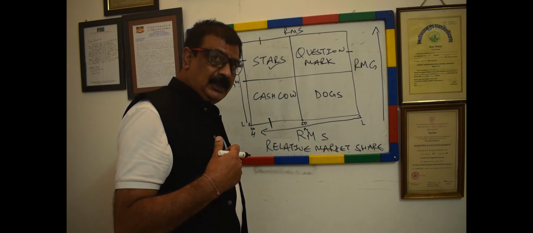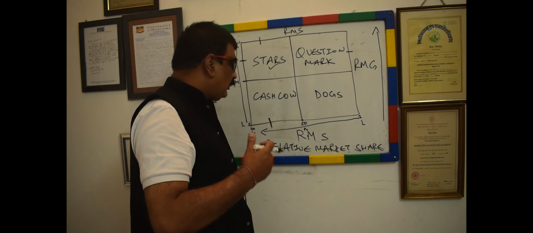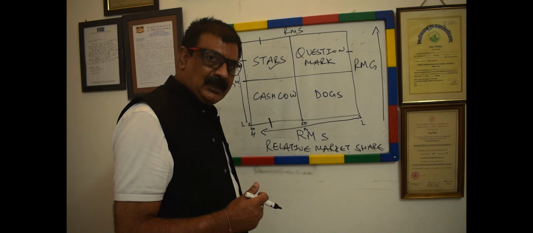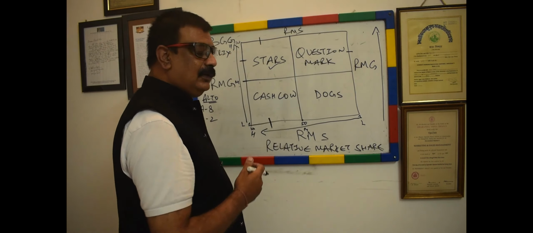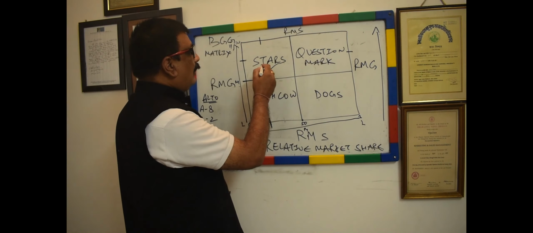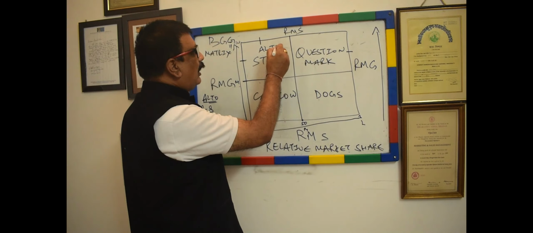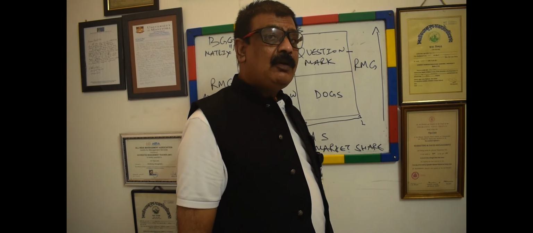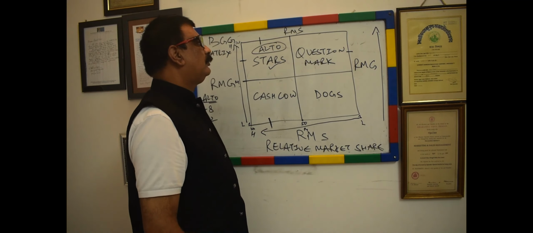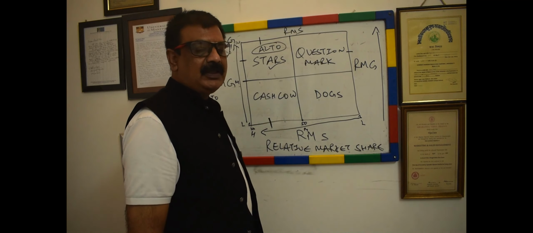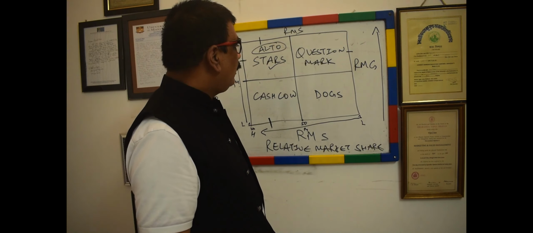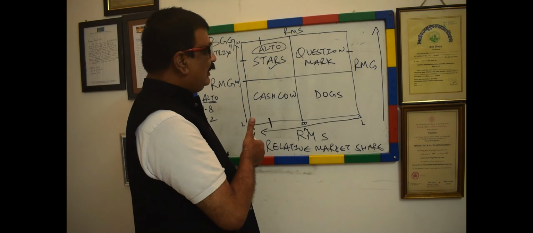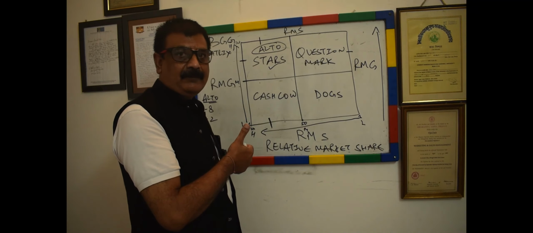So according to the hypothesis that I have taken, it has an 80% market share and the market is growing, the growth rate is also higher, so Alto is a star for Maruti Suzuki. Now, who are star performers? Those which give you very good returns. And they are star performers because they are the top. They are leaders in market share and the market is also growing.